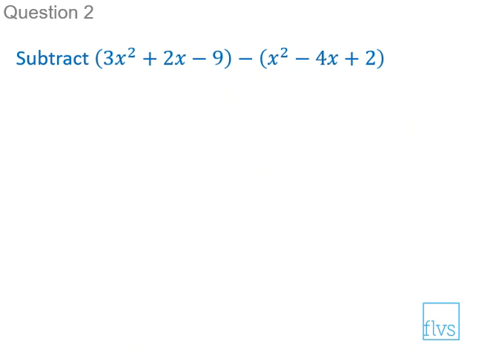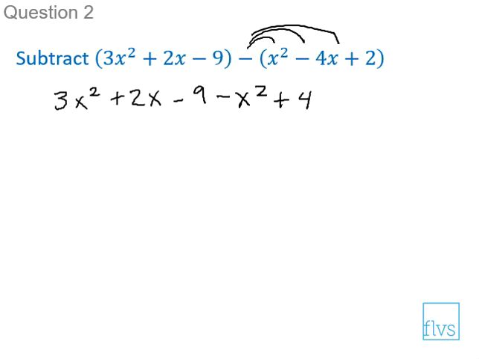So let's practice with subtracting. We're going to distribute that negative to each part. So we'd have 3x squared plus 2x minus 9 minus x squared plus 4x and minus 2. All the signs change. So the like terms here, we have the 3x squared and the negative x squared, so we would get 2x squared. Notice only the number in front changed.